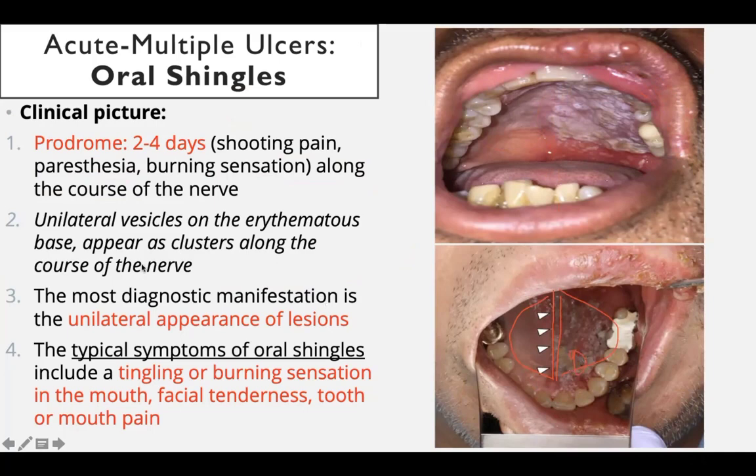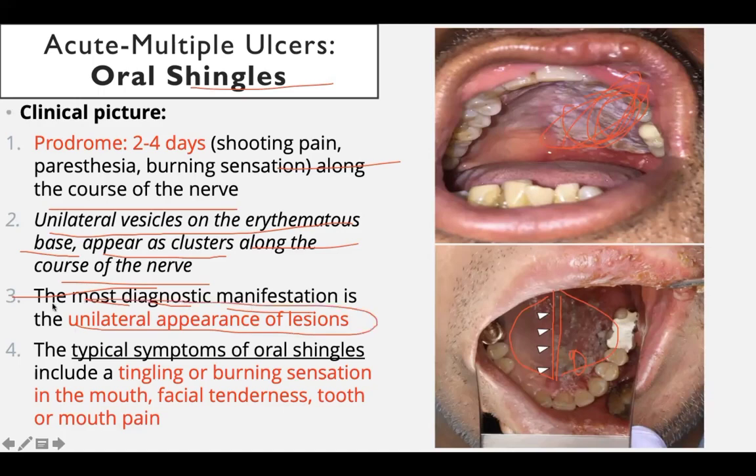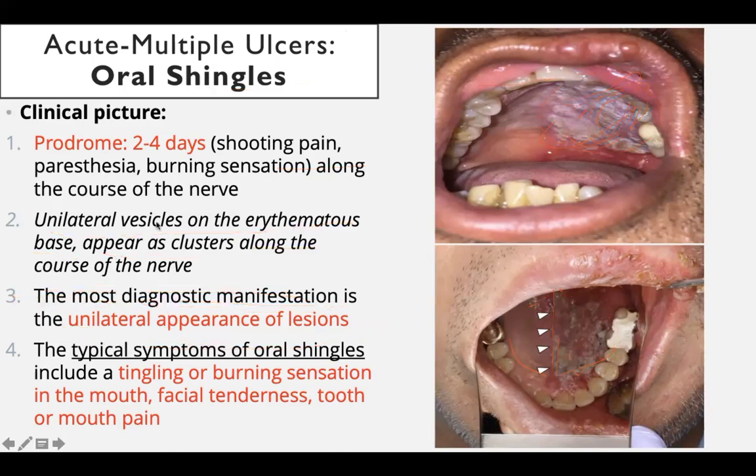Unilateral vesicles on the edematous base appear as clusters, a lot of clusters along the course of the nerve. Shingles follow the course of the nerve. The most diagnostic manifestation is the unilateral appearance of the lesions, either on the body, especially the trunk or abdominal area, or as oral shingles.